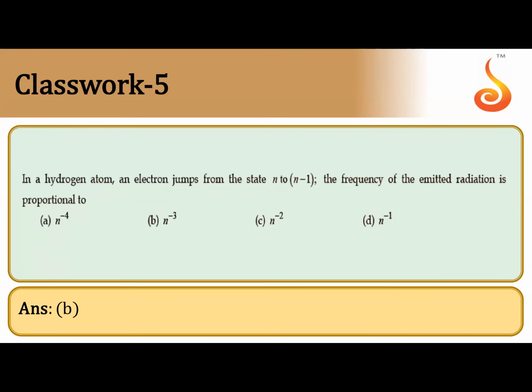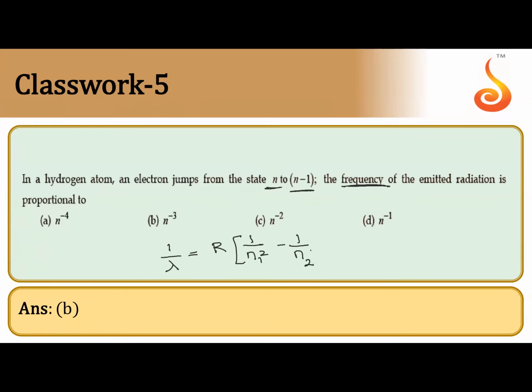In a hydrogen atom, an electron jumps from n to n minus 1. The frequency is... So once again, you can see when there are two states given, and an electron is jumping from here to there, that means you need to use Rydberg's equation. So let's write Rydberg's equation. It's 1 by lambda or nu bar equal to R times (1 by n1 square minus 1 by n2 square).